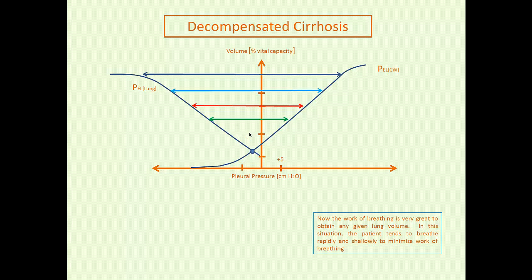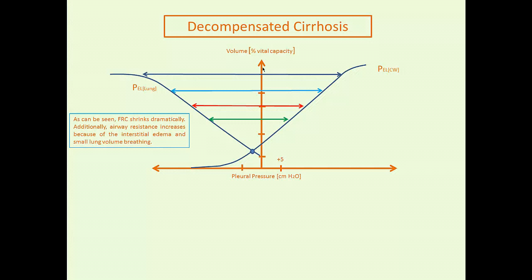But in order to maintain adequate ventilation, they've got to greatly increase their respiratory rate. But also, as I talked about in Chapter 1, that rapid shallow breathing results in an effective increase in physiologic dead space, and you can retain carbon dioxide from that. So the functional residual capacity here is greatly reduced, and airways resistance increases, as I've already mentioned, from interstitial edema, but also breathing at small lung volumes, as I talked about in Chapter 1. At smaller lung volumes, the airways tend to collapse, so that in and of itself increases airways resistance.